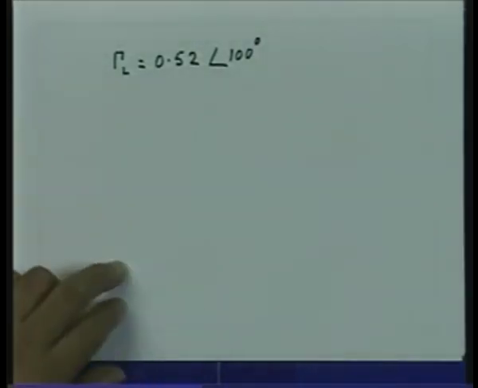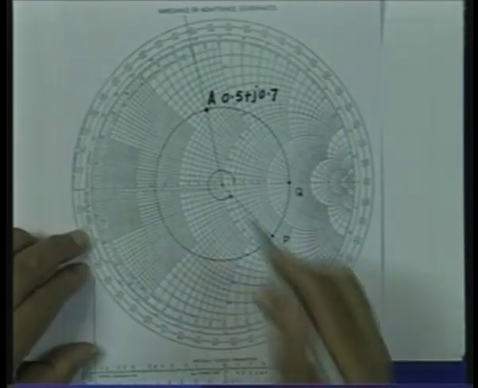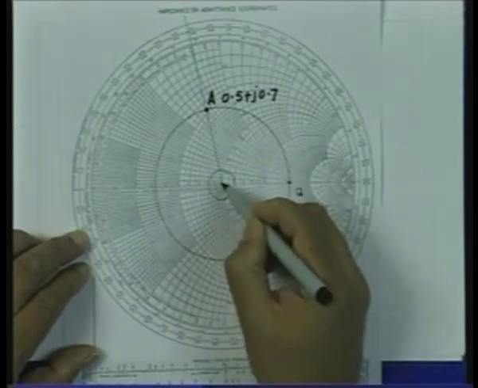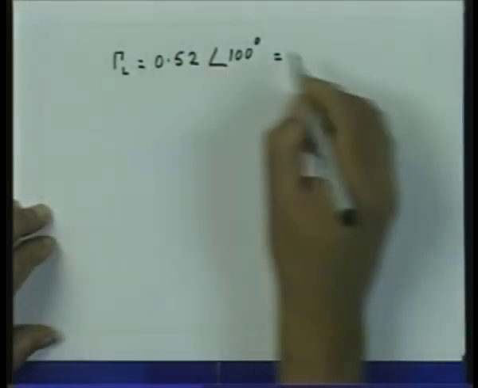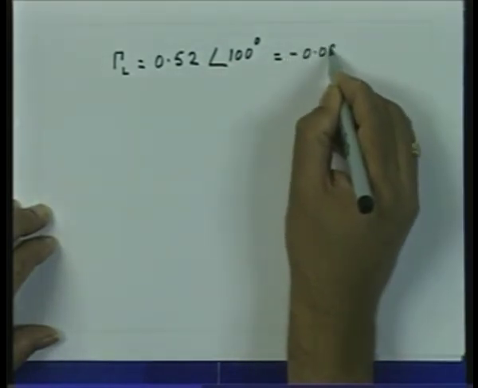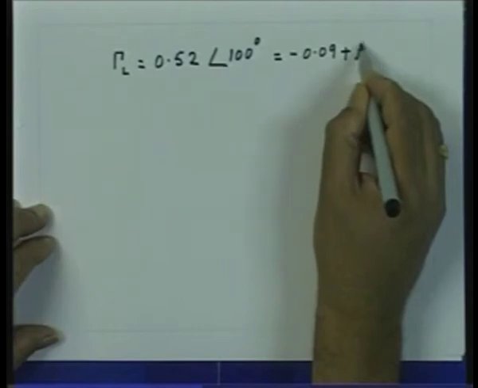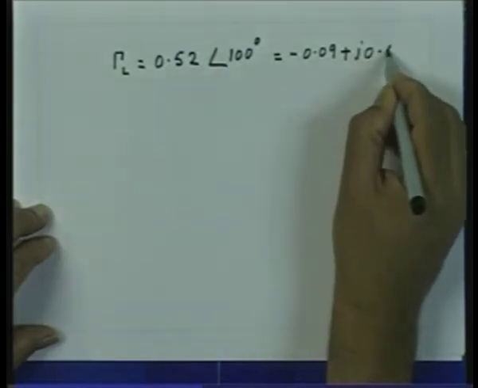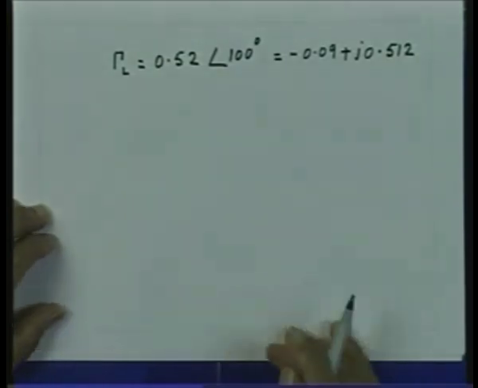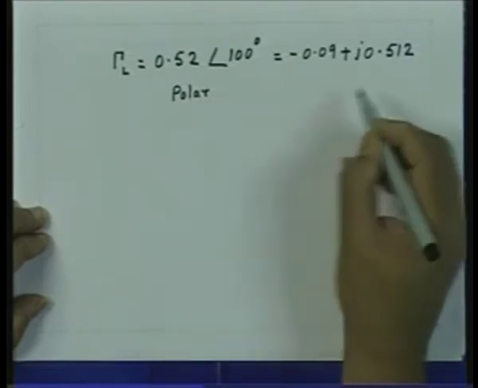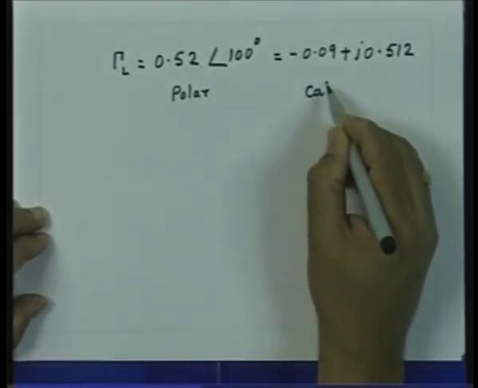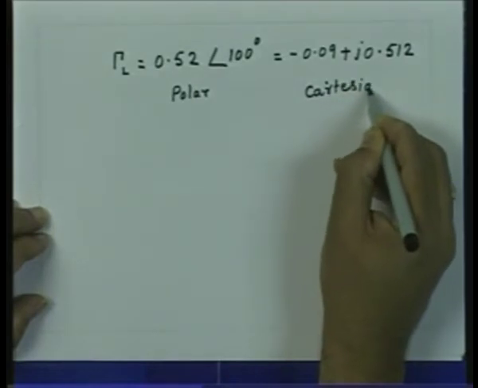I can either convert this into Cartesian form by using a calculator, or I can measure the projection of these on the horizontal and vertical axis to find out the reflection coefficient in the Cartesian form. So, this same thing can be obtained as minus 0.09 plus j0.512. So, this is the reflection coefficient in the polar form, this is the reflection coefficient in the Cartesian form.